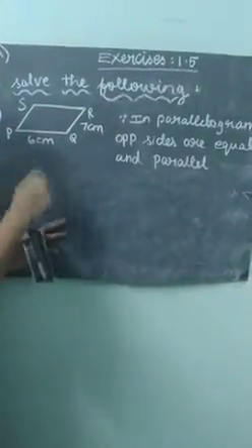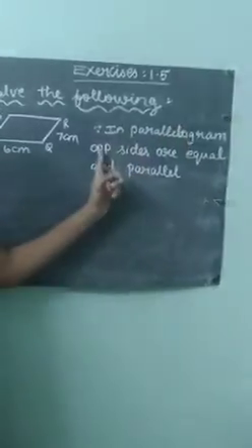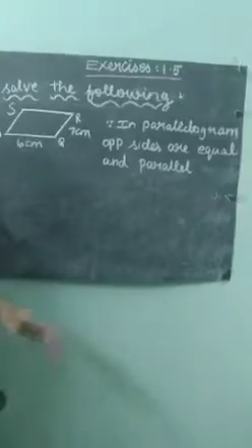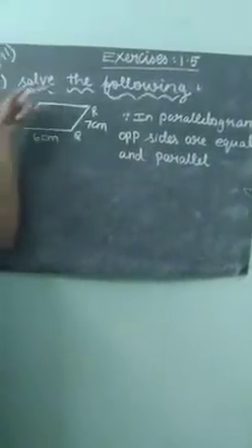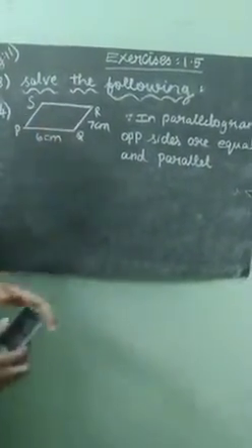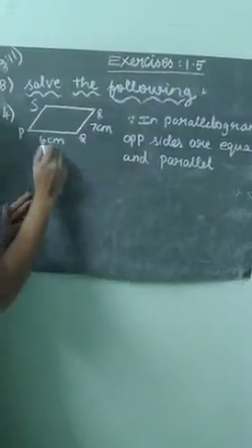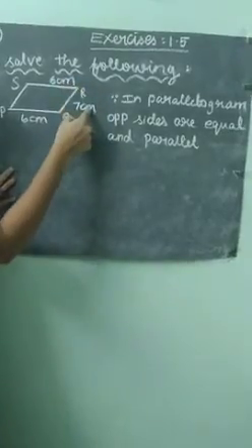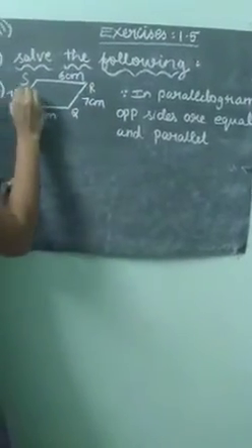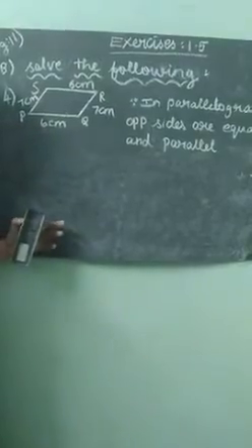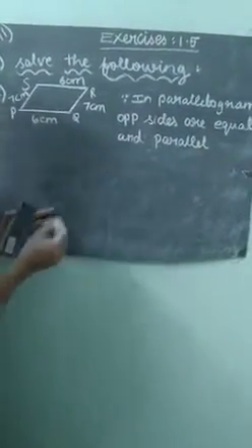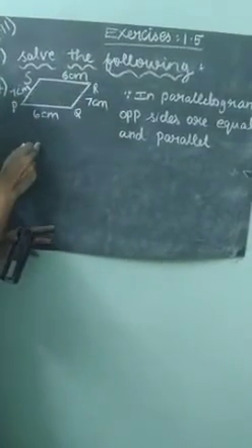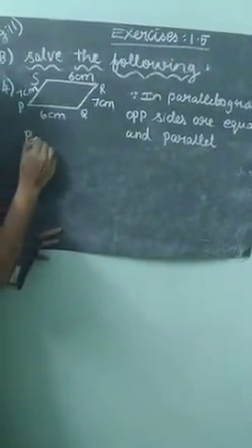Okay? We already know that in a parallelogram, opposite sides are equal and parallel. Isn't it? So write the hint here. Opposite sides are equal means opposite sides have the same measurement. So here 6 centimeter means here also 6 centimeter. Here 7 centimeter means here also 7 centimeter. Same like the rectangle. Understood? So we know the 4 sides' measurements also. Next, going to the perimeter.